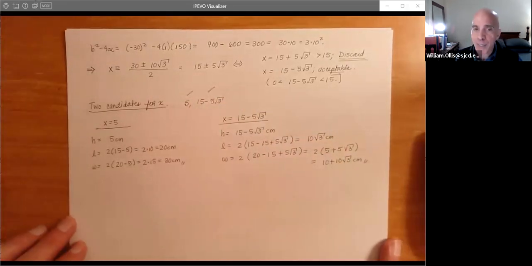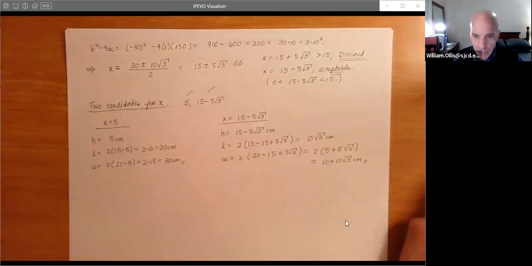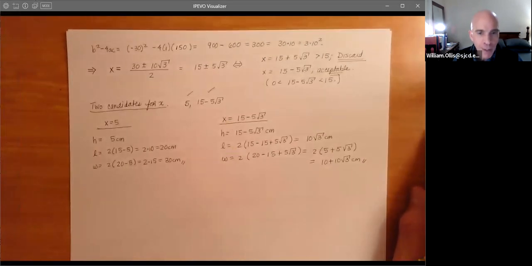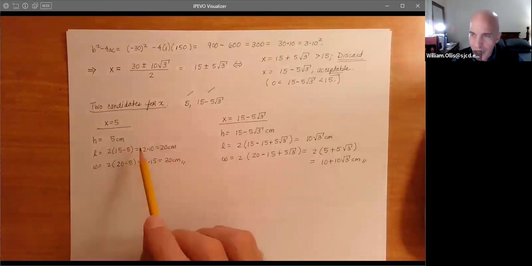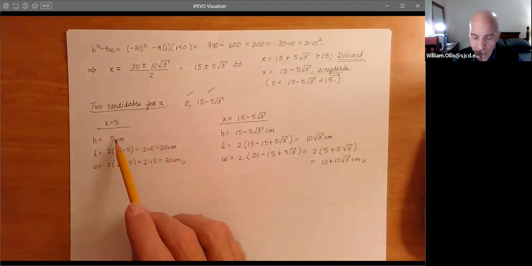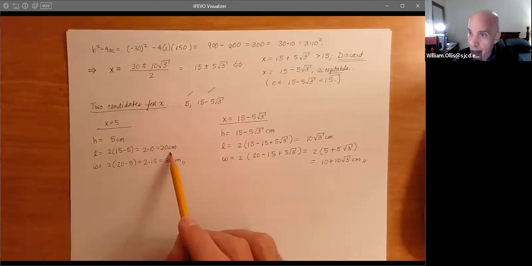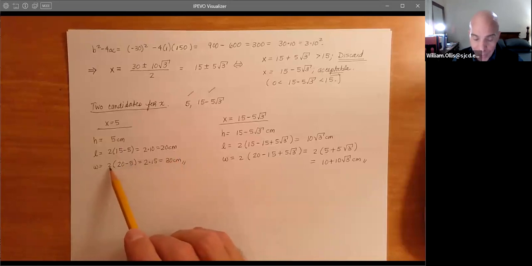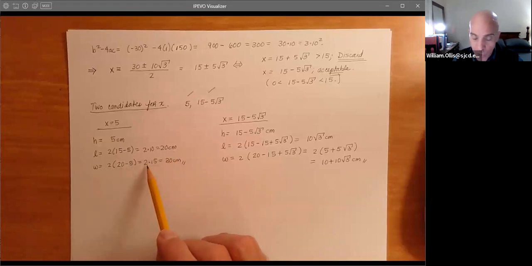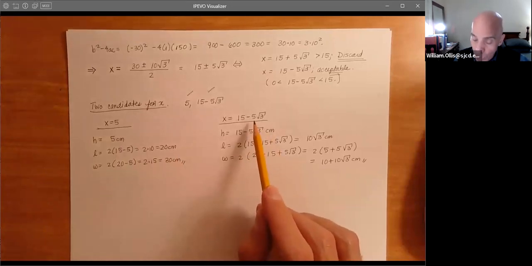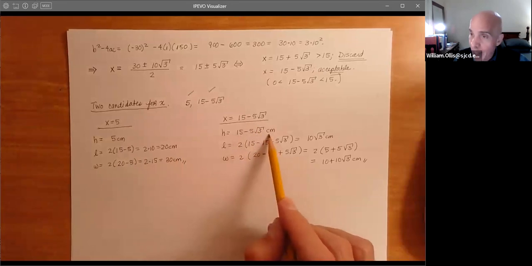And so the last part of the WebAssign problem is just to say here, and let me do a refocus, get nice and sharp. And so now we can see that I'm using the same designation for length and width. We just substitute the value of 5. In this case, we have h is 5, and then 2 times 15 minus 5 gives us 2 times 10 or 20 for the length in centimeters. And then the width, of course, will be 2 times 20 minus 5, which gives us 2 times 15 or 30 centimeters.